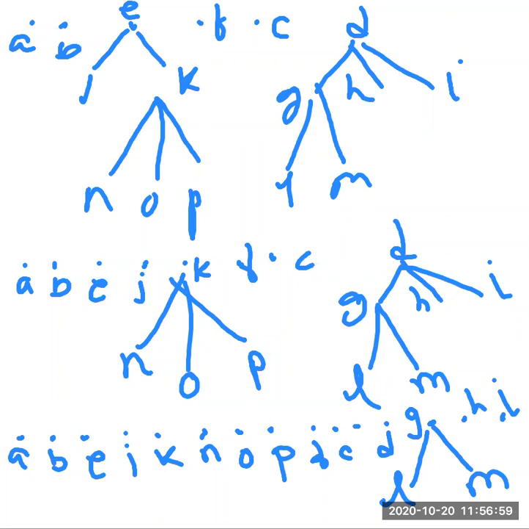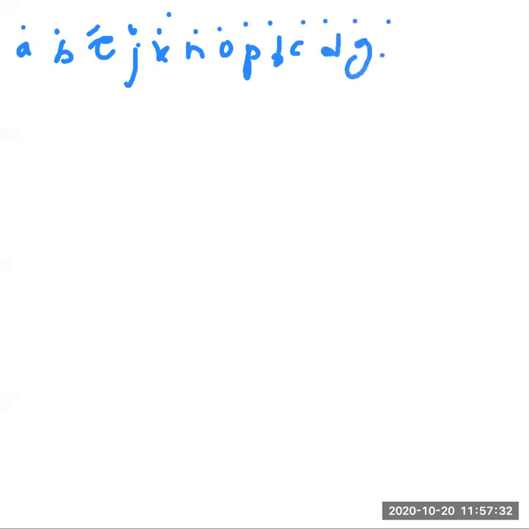So the next stage of the tree will be: first A, then B, then E, then J, then K, N, O, P, F, C, D, G, L, M, H, and I. So this is the pre-order traversal.